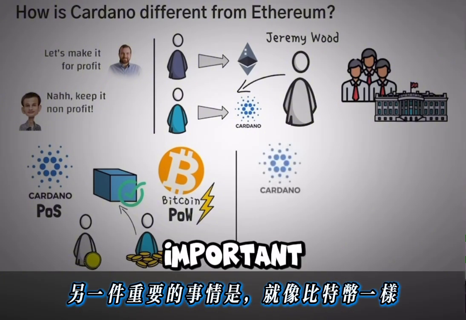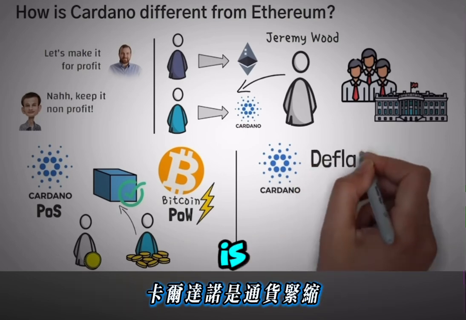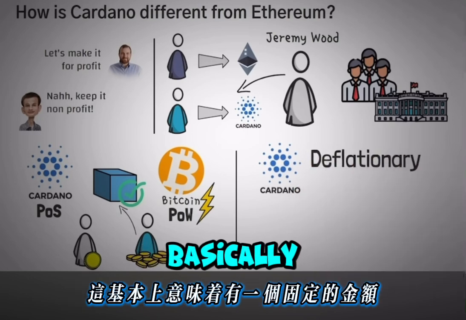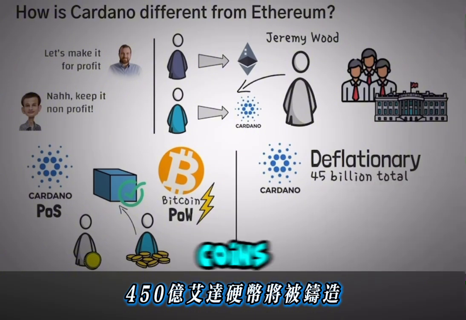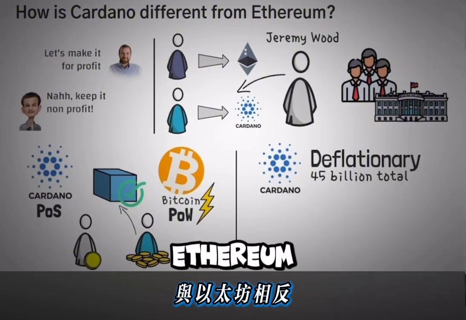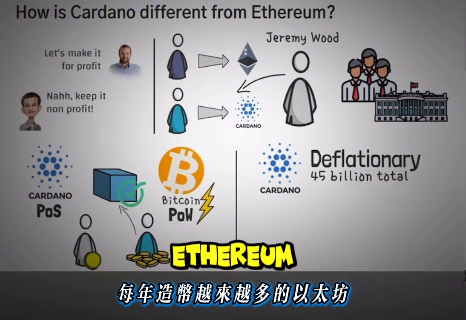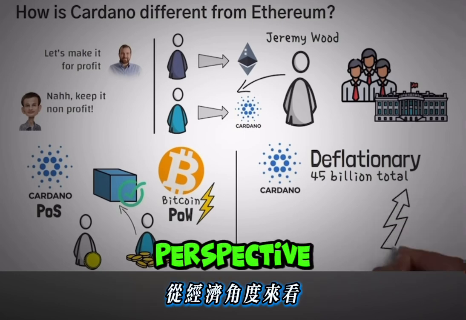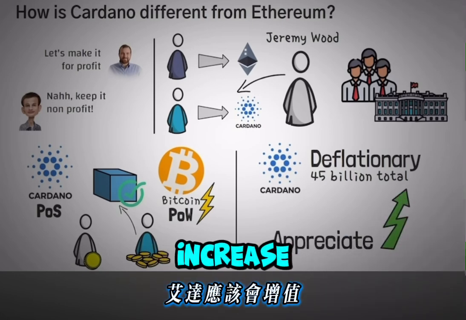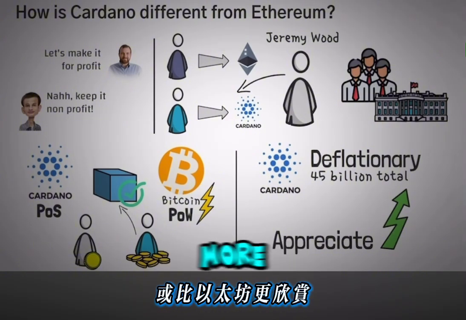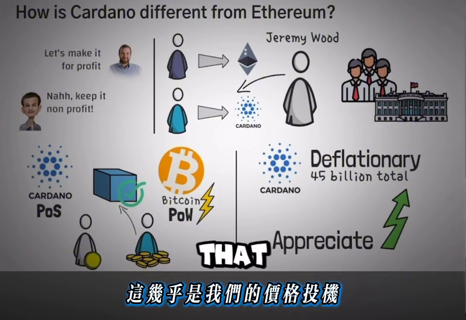Another thing that's important is that like Bitcoin, Cardano is deflationary. This basically means there is a fixed amount, and in the case of ADA, 45 billion total ADA coins will be minted, as opposed to Ethereum, which mints more and more Ethereum every year. From an economic perspective, that would generally mean that, all other things being equal, ADA should increase in value, or appreciate, more than Ethereum. However, that is as close to price speculation as we will get to today.